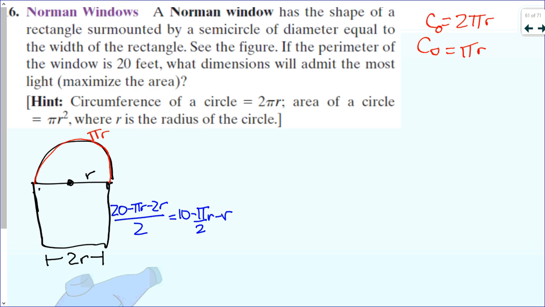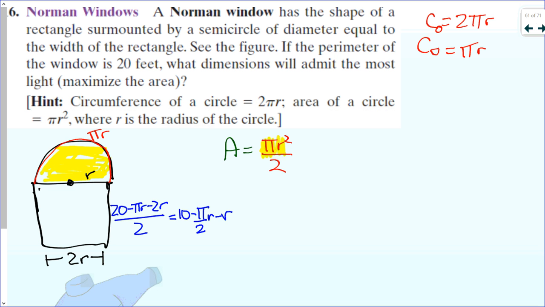Now, what we need to do is maximize the window, because we want to have the most light shining through as possible. So that's all about maximizing the area. So what we need to do is write an area equation. So we know the area is going to be the area of the semicircle. So the area of the semicircle is half the area of a circle, so it is pi r squared over 2. Pi r squared over 2 is just half the circle.